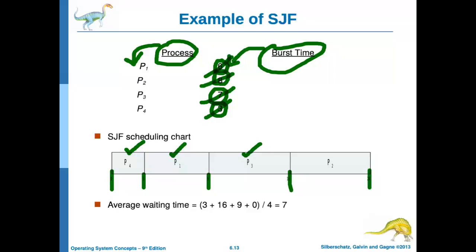Because all arrived at the same time, that is time 0, P4's waiting time is 0, P1's waiting time is 3. So this is P4's 0.